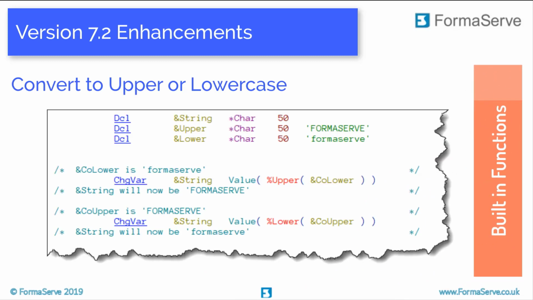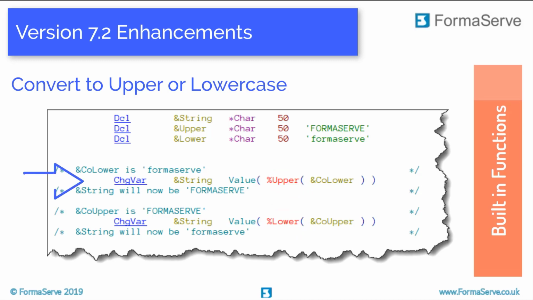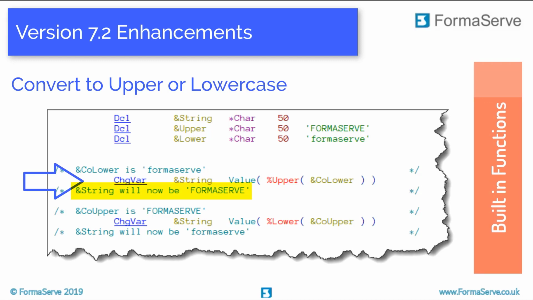IBM has added the ability to convert strings to upper and lower case. So they've introduced the %UPPER built-in function and the %LOWER built-in function. The first one we can see here is changing the value of the variable &STRING to uppercase for the variable &CO_LOWER. So we now end up with &STRING as all uppercase.